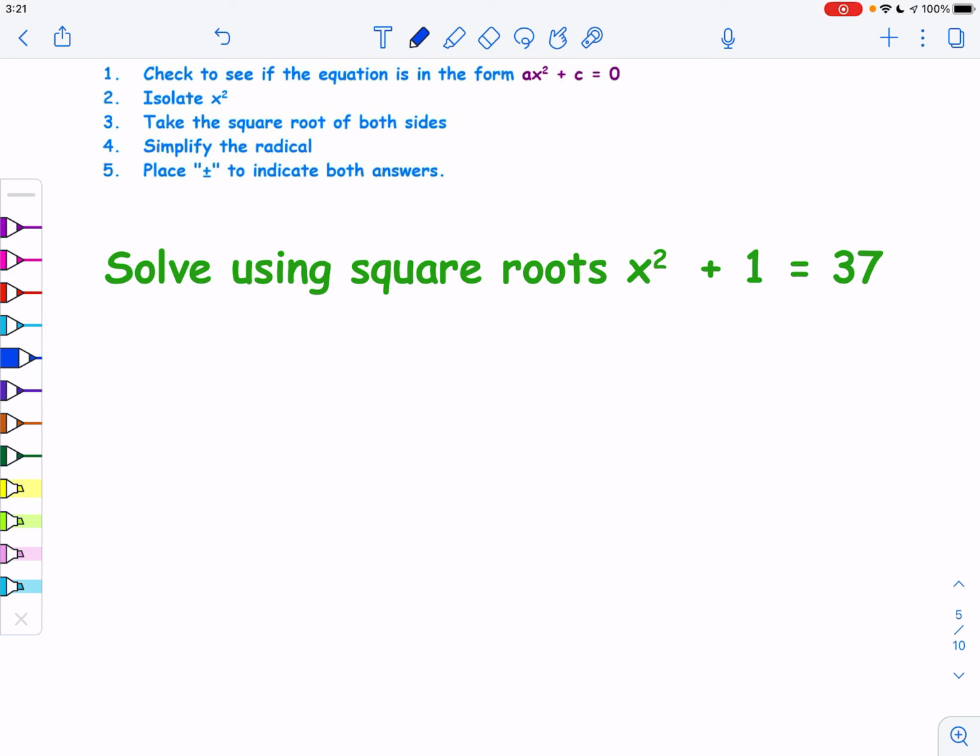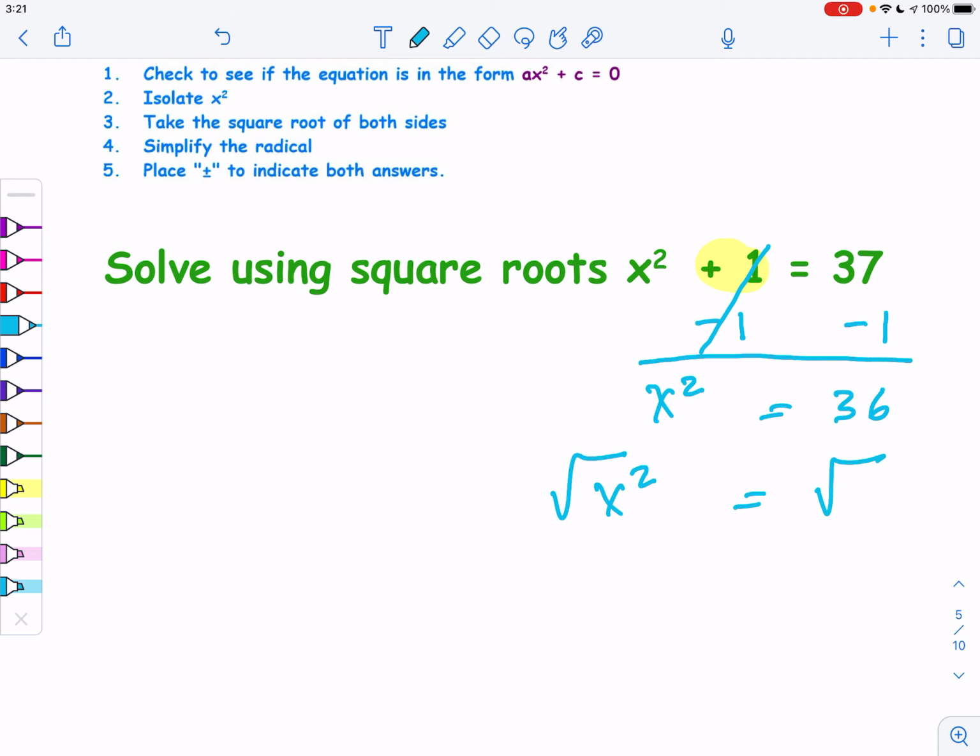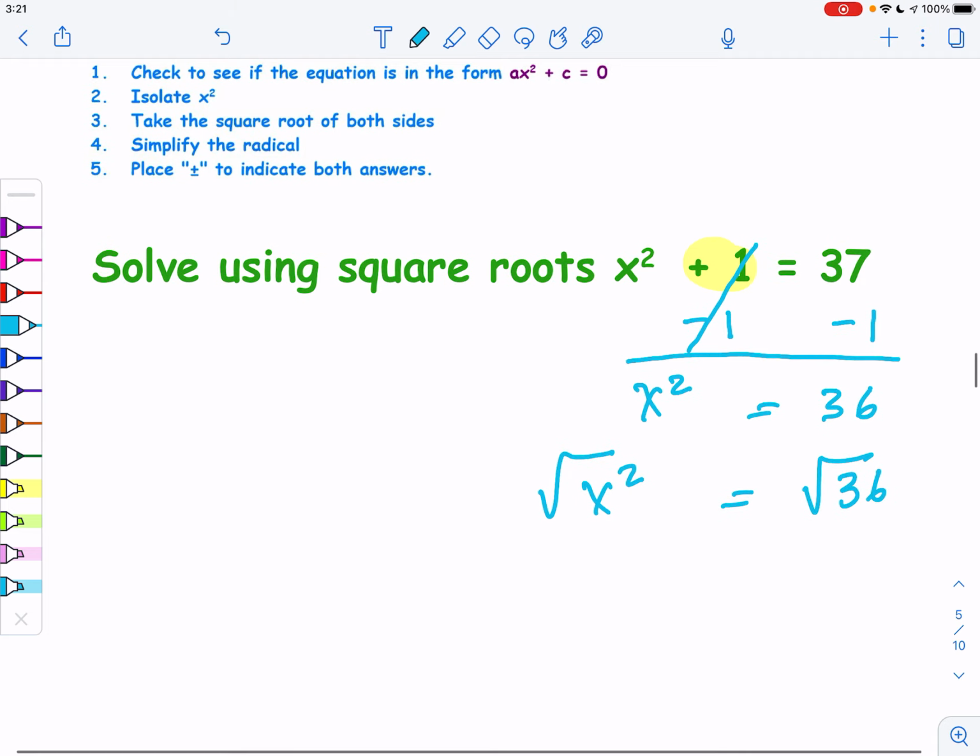Okay, so step 1, it is in the form ax squared plus c equals 0. Next step is to isolate x squared. What that means is that you need to get rid of this 1. It's positive, so subtract 1. Anything you do on the left, you do on the right of the equal sign. This is gone. x squared equals 36. Take the square root of both sides. So square root x squared equals square root 36. Square root of x squared is x. Square root of 36 can either be positive or negative 6.